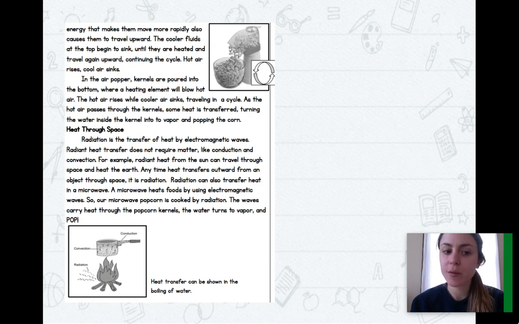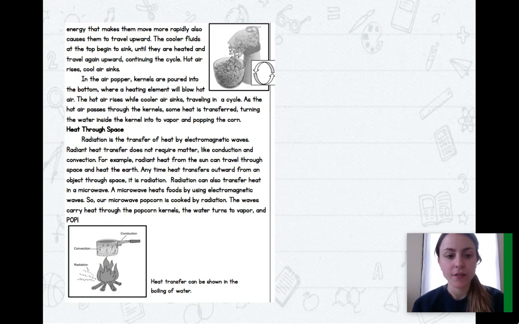Kernels are poured into the bottom, where a heating element will blow hot air. The hot air rises while cooler air sinks, traveling in a cycle. As the hot air passes through the kernels, some heat is transferred, turning the water inside the kernel into vapor and popping the corn.